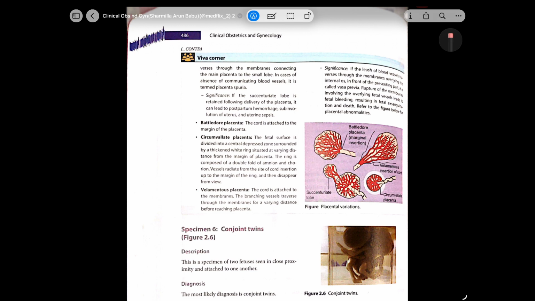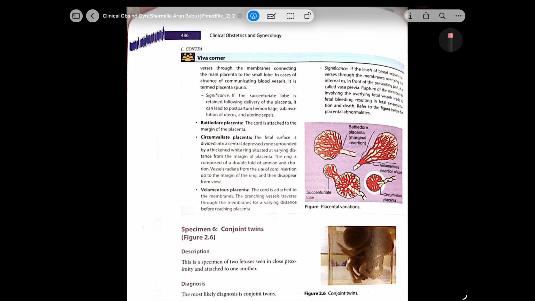Velamentous placenta: the cord is attached to the membranes. The branching vessels traverse the membranes for a varying distance before reaching the placenta. Significance: if the leash of blood vessels traverses the membranes overlying the internal os in front of the presenting part, it is called vasa previa. A rupture of the membrane involving the overlying fetal vessels leads to fetal bleeding, resulting in fetal exsanguination and death.